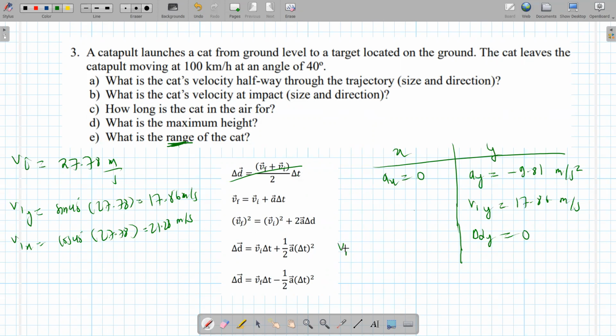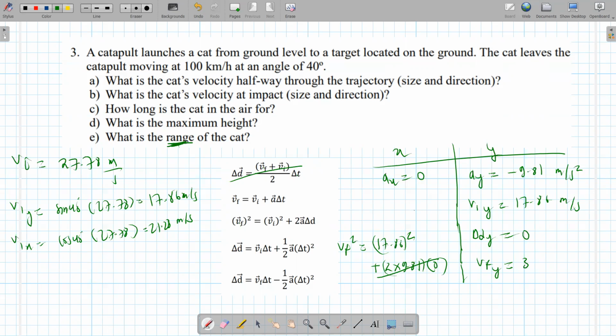VF squared equals VI squared, so 17.86 squared, plus 2 times 9.81 times the D value. What is D? 0. So this entire term becomes 0. So the VF in the y direction is going to be 17.86 squared.